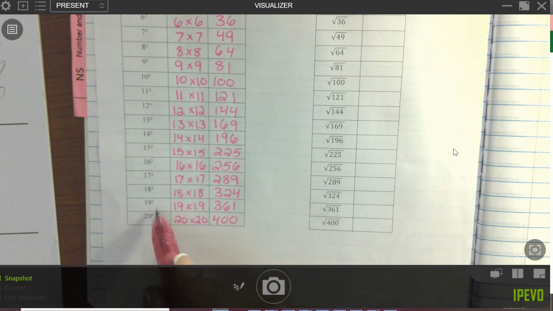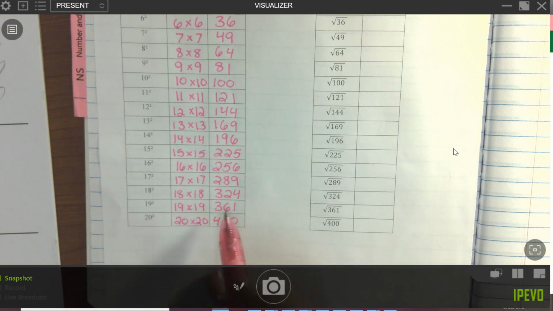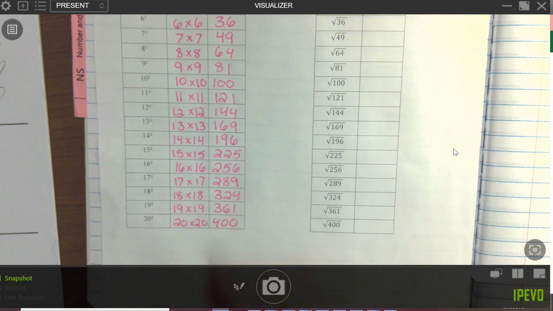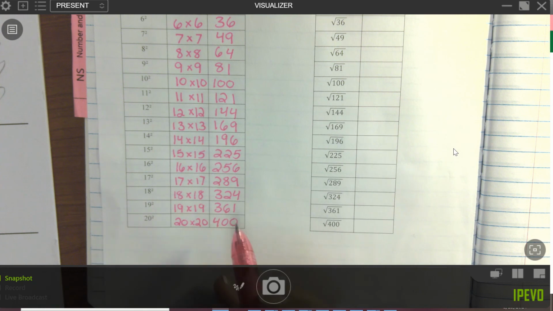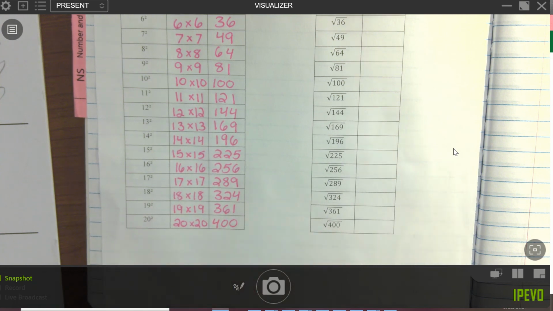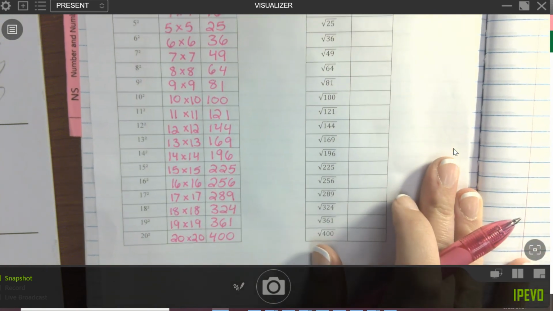I know 19 squared is pretty close to 20 squared. So if I know what some of my perfect squares are, I know 361 is pretty close to 400. So it makes sense that a number I'm squaring that's really close to 20 has a perfect square that's pretty close to that 400. So we're going to work on memorizing these.